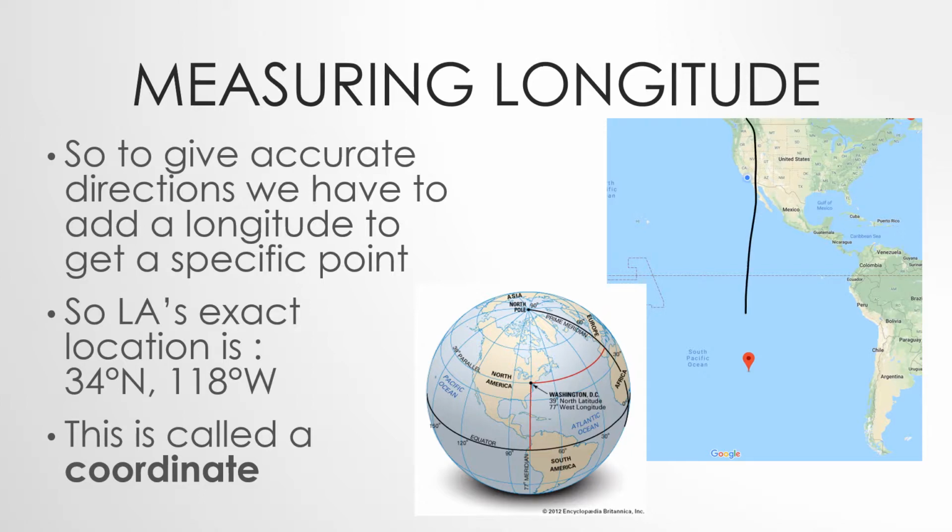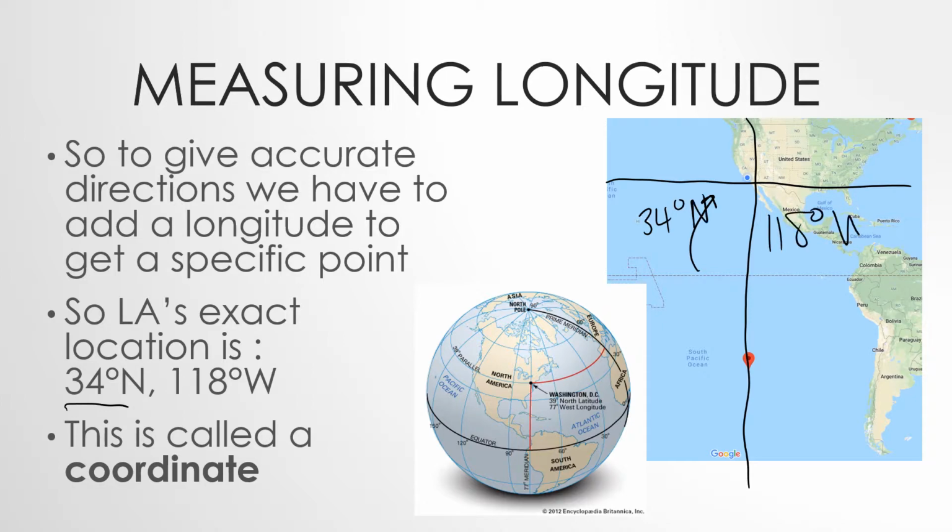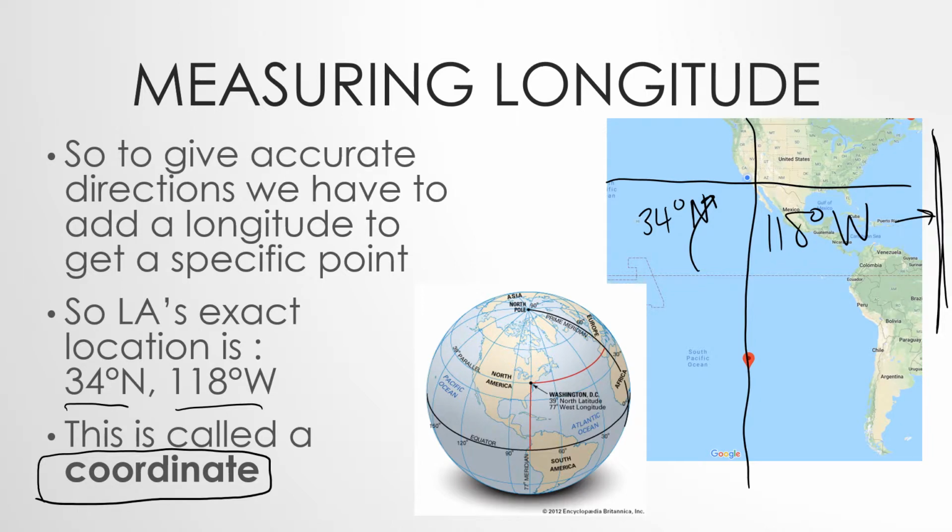So now we know that LA is at 34 degrees north of the equator, and it is at 118 degrees west of the prime meridian, which is somewhere way over there. So it's 34 degrees north, 118 degrees west. You may have seen this before or heard its term. It's called a coordinate. So if I want to give you my coordinates, which is what you use for GPS, I would be talking about degrees of latitude and degrees of longitude.